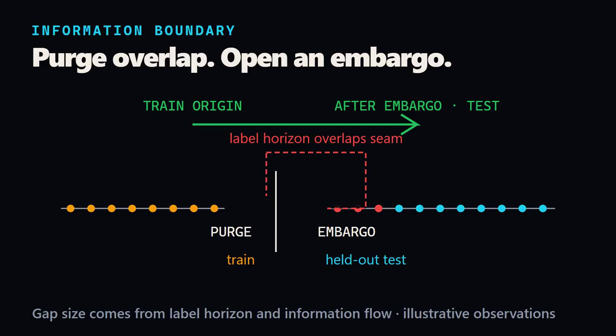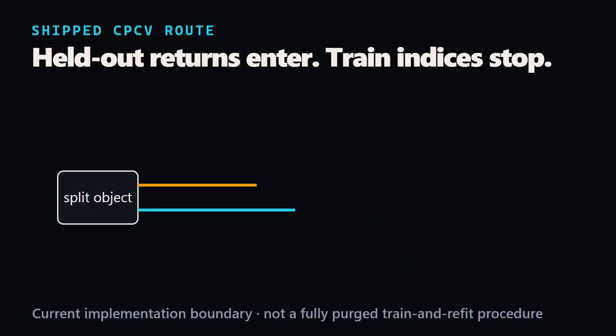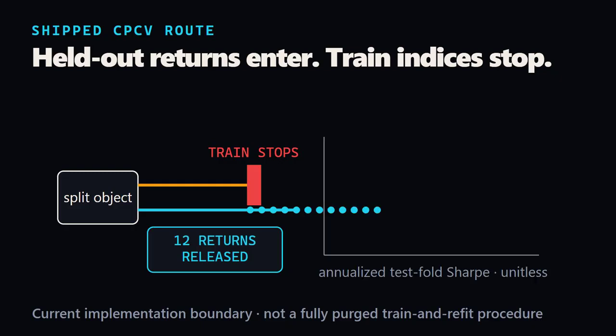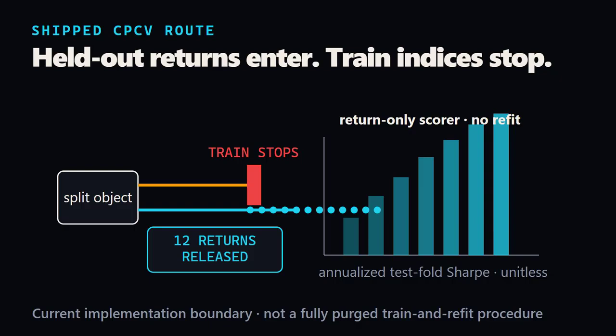Current boundary, the return-only evaluator, calculates each test fold Sharpe from held-out returns. It does not refit a rule or select parameters with paired training indices. Output is a distribution of test fold return Sharpes. The split builder creates a coarse observation count buffer around the combined test span, but that buffer does not change this score. Do not call it a fully purged refit.